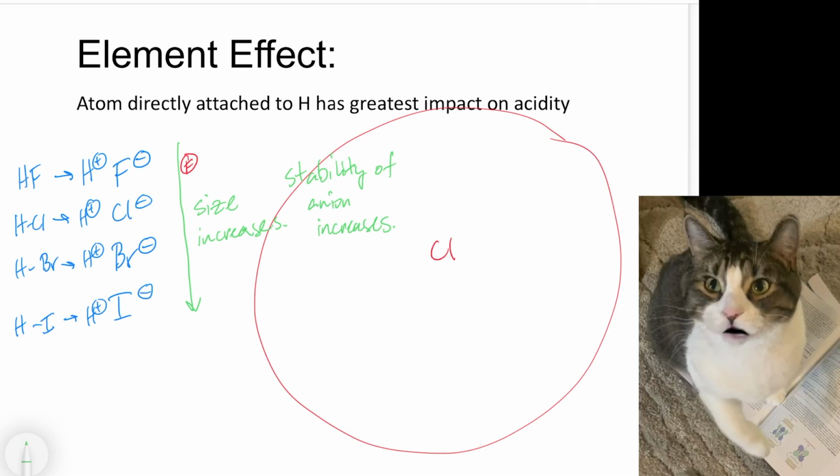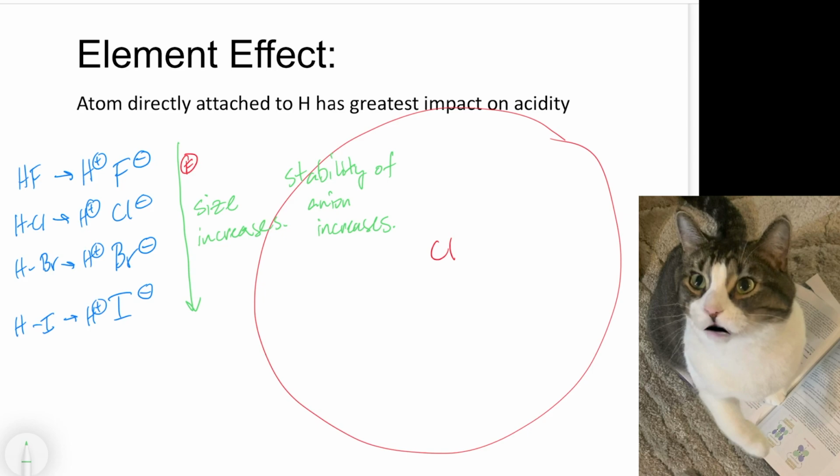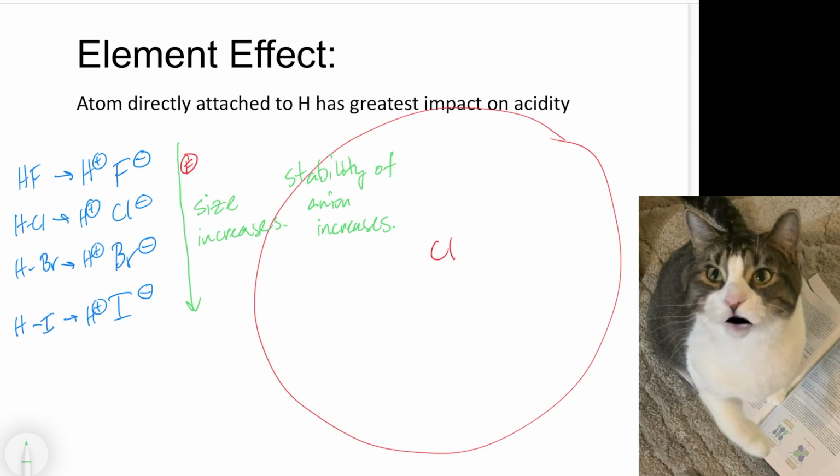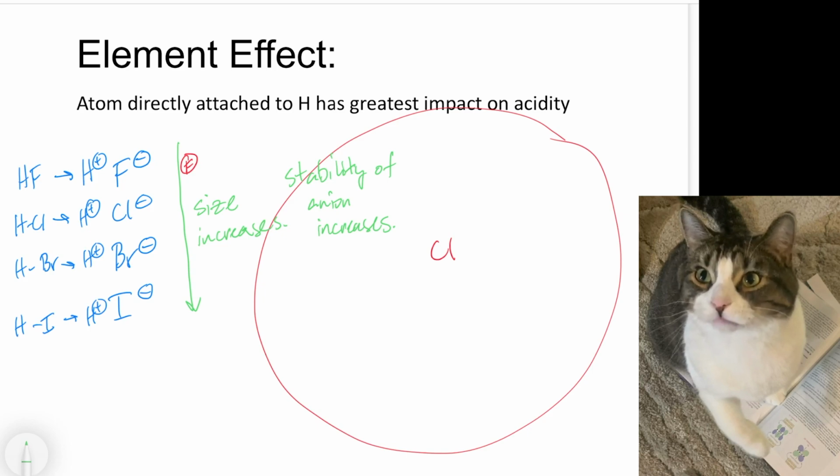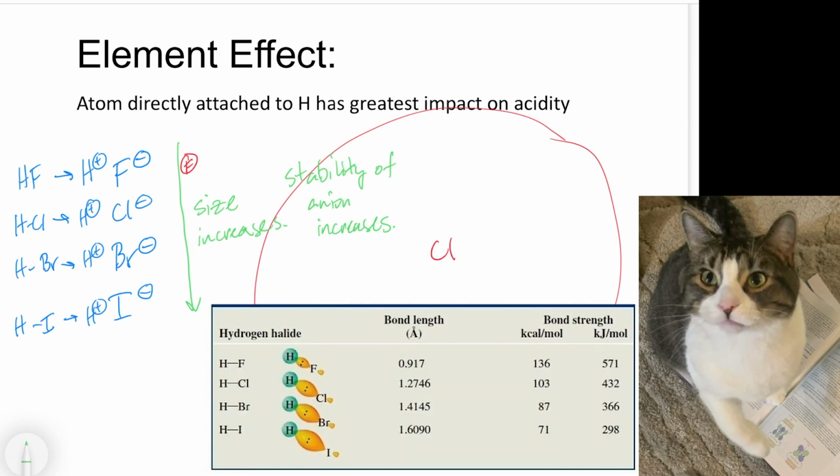You've got to be kidding me. I thought HF would be a stronger acid because fluorine is more electronegative. Well, if the size of the atoms increase that much down the periodic table, then the bond length must also change. Oh, there it is. So because iodine is so huge, that makes the HI bond longer and weaker than the HF bond.